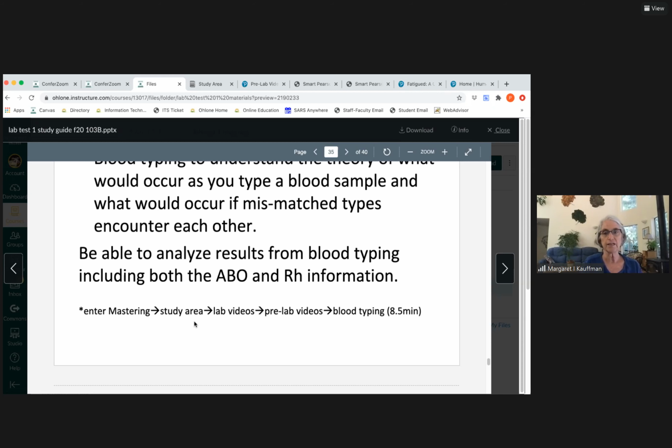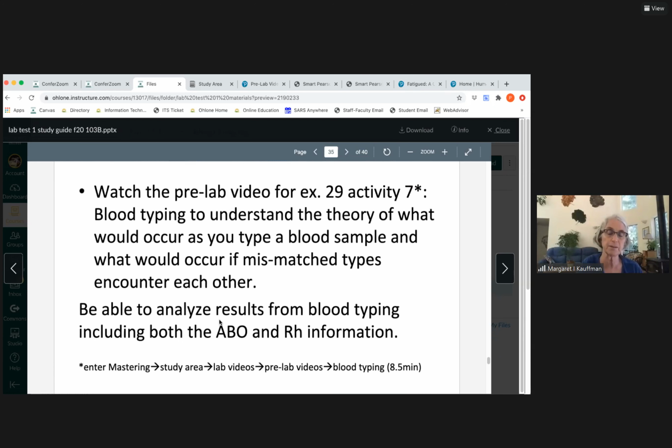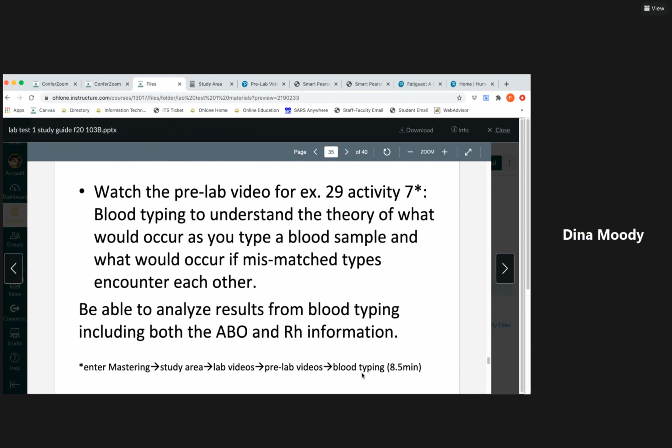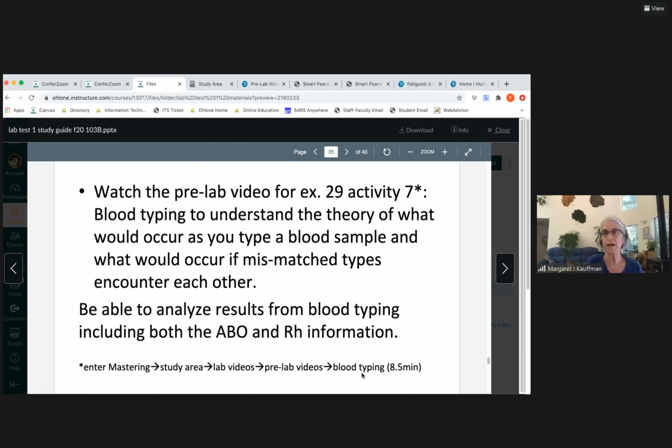One is it asks you about compatibility. It does go through that. If you are donating blood to someone else, what would happen if you gave them the wrong blood type? And the difference between the ABO and the RH is alluded to, but not really explained in that circumstance. So I want to spend a few minutes talking about that, and then you can watch this video to really solidify it.